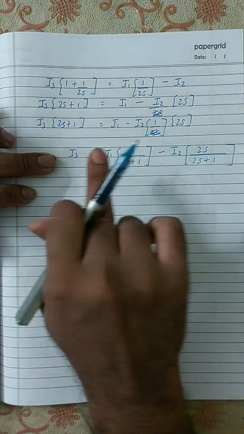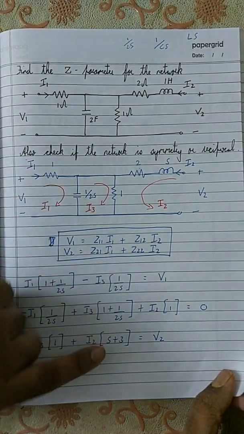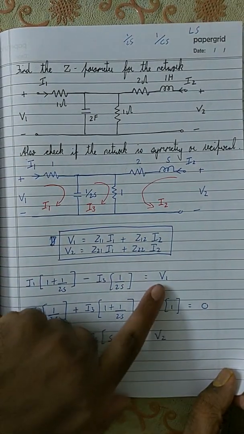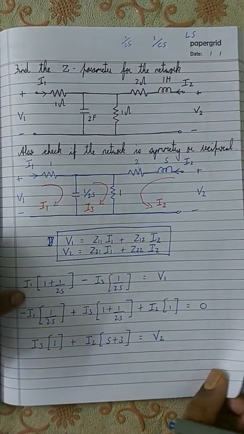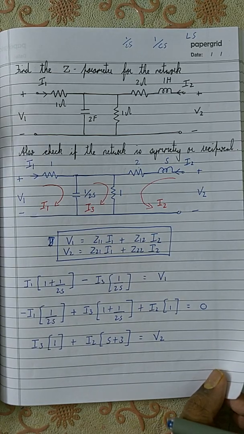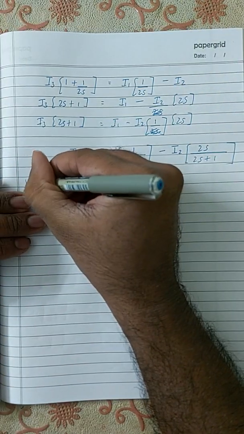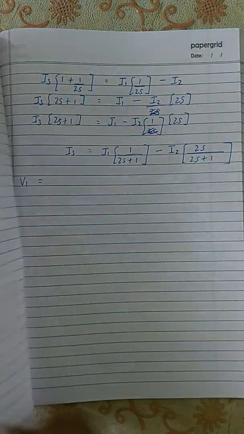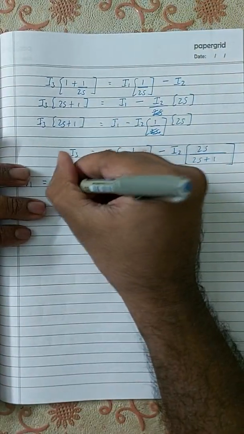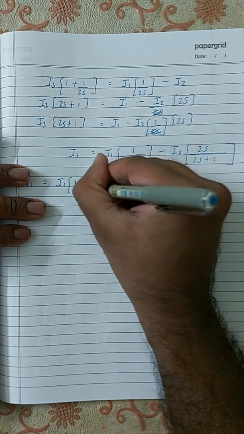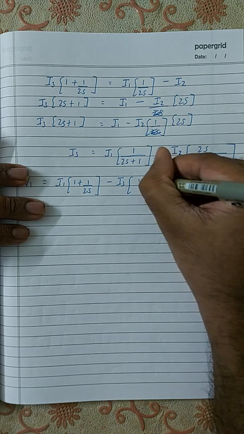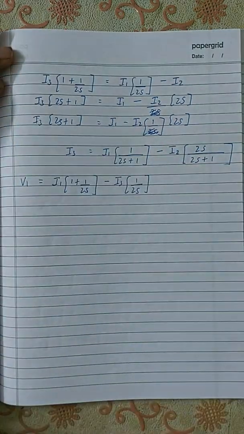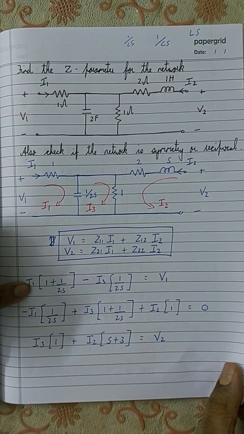So what I will do is substitute this equation over here and over here in order to express V1 in terms of I1 and I2, and express V2 in terms of I1 and I2. So first I'll apply it over here. Here we know that V1 is equal to, let me write the equation again. V1 is equal to I1 into 1 plus 1 by 2s minus I3 into 1 by 2s, right? That is the equation.